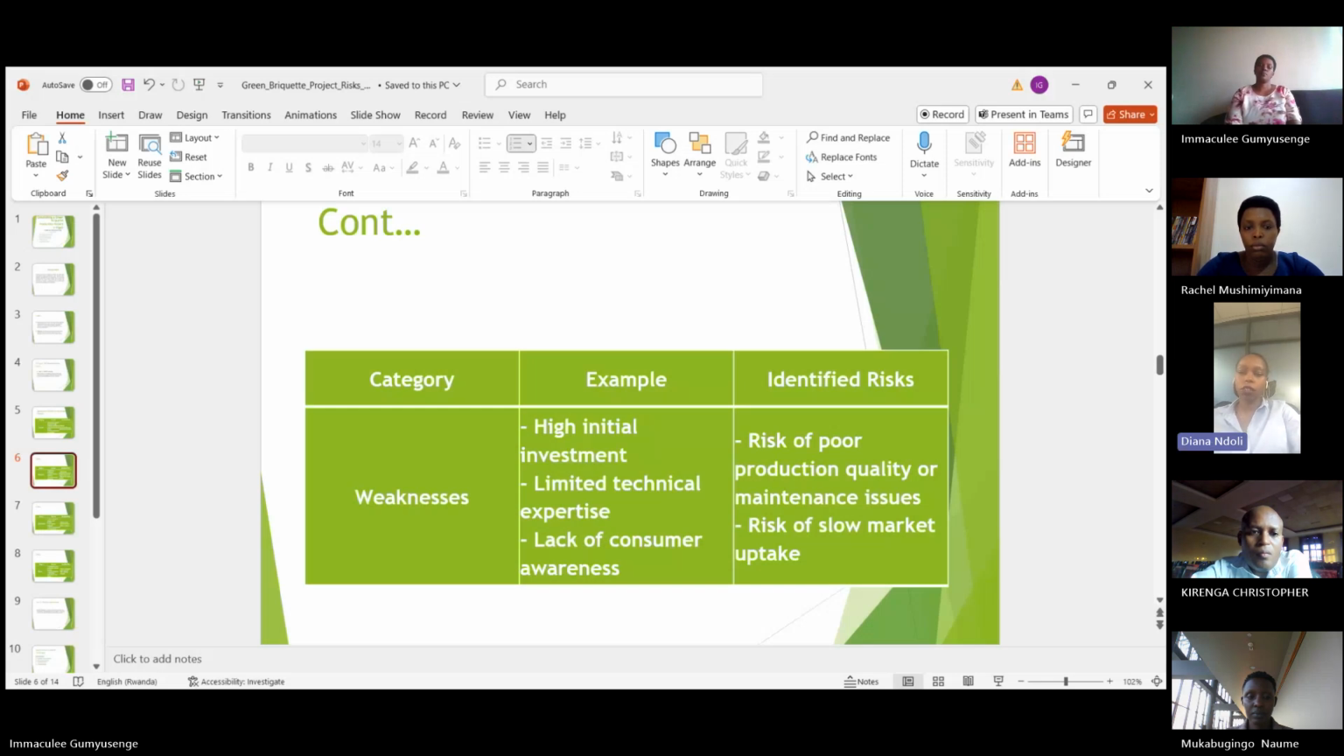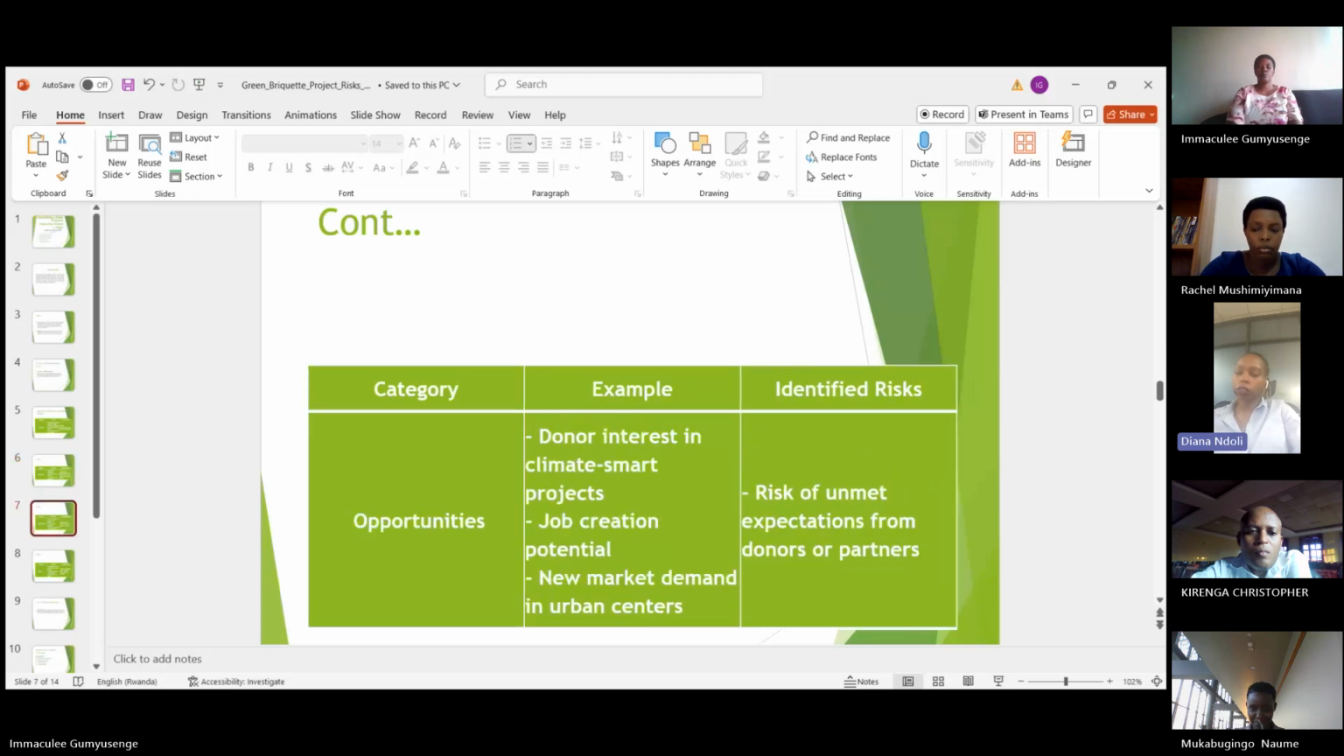Another one is weaknesses. One of the weaknesses is high initial investment, limited technical expertise, and lack of consumer awareness, because many people don't know about green energy yet, so our project may have that weakness. The identified risks within these weaknesses are the risk of poor production quality or maintenance issues, and the risk of slow market uptake because of a low number of consumers. Thank you. Let me call my colleague to continue with the next.